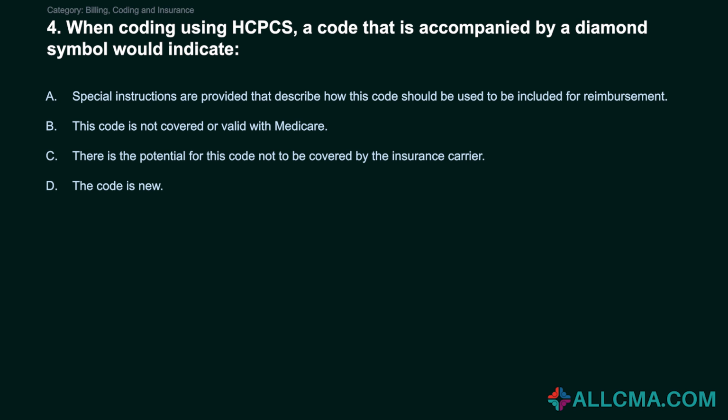4. When coding using HCPCS, a code that is accompanied by a diamond symbol would indicate. A. Special instructions are provided that describe how this code should be used to be included for reimbursement. B. This code is not covered or valid with Medicare. C. There is the potential for this code not to be covered by the insurance carrier. D. The code is new.